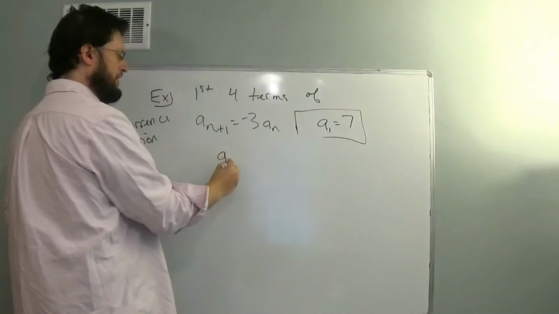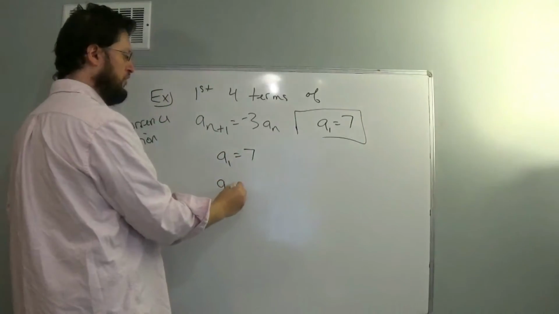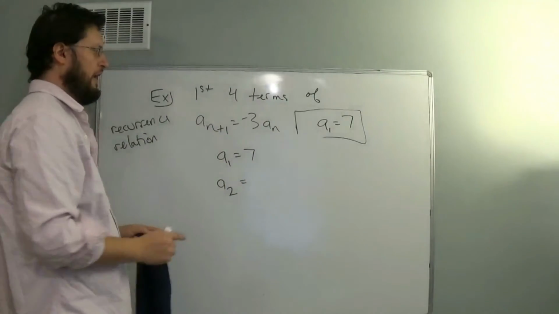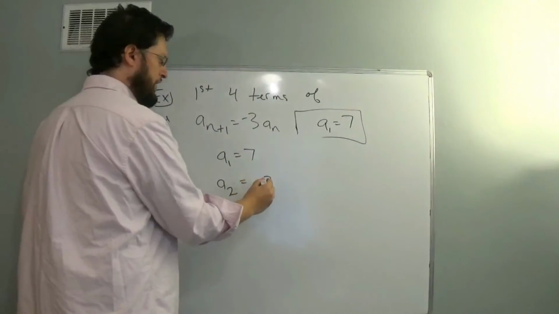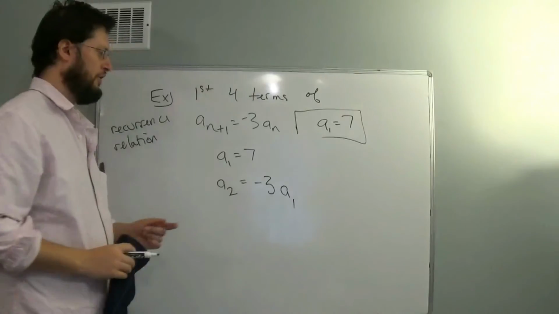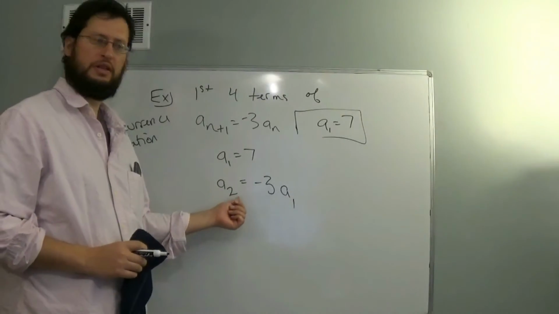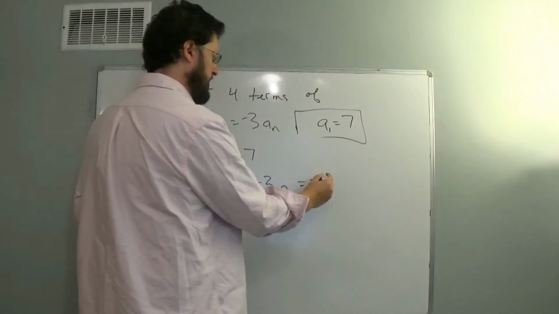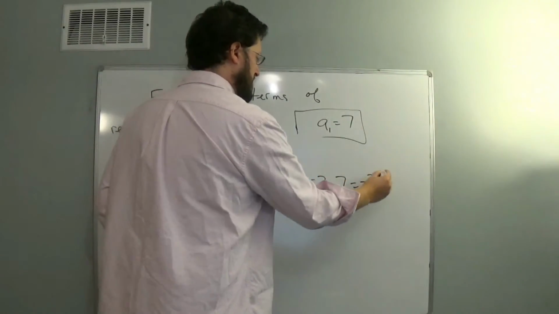Since a1 is 7, then a2 I'm going to get by using this recurrence relation. And a2 is negative 3 a1. That's all that says. The next term is negative 3 times the previous term. So that's negative 3 times 7, which is negative 21.